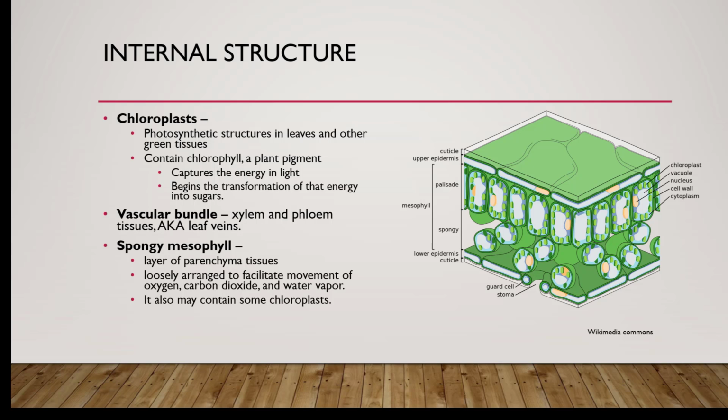The vascular bundle, the xylem and the phloem tissues, are part of the leaf veins. And then spongy mesophyll are also parenchyma tissues. They're loosely arranged, and this helps water, oxygen, and carbon dioxide move throughout the leaf. It may also contain some chloroplasts.